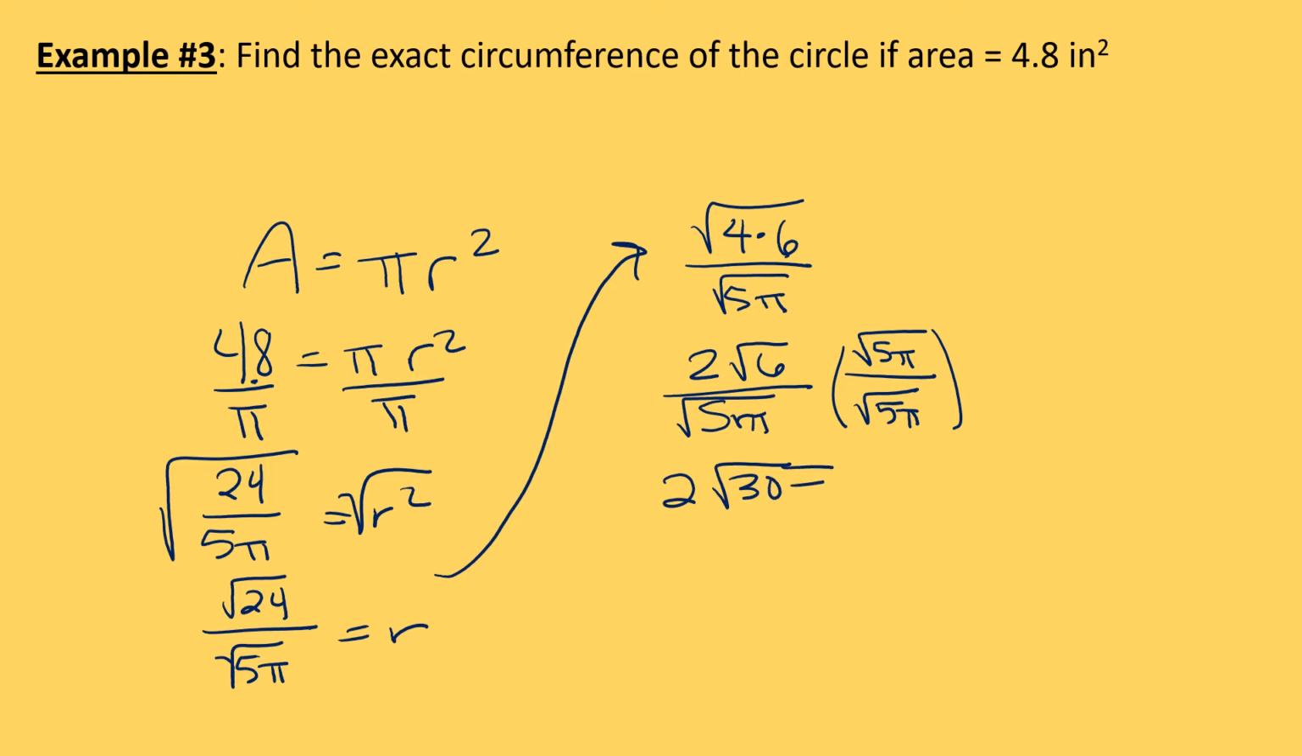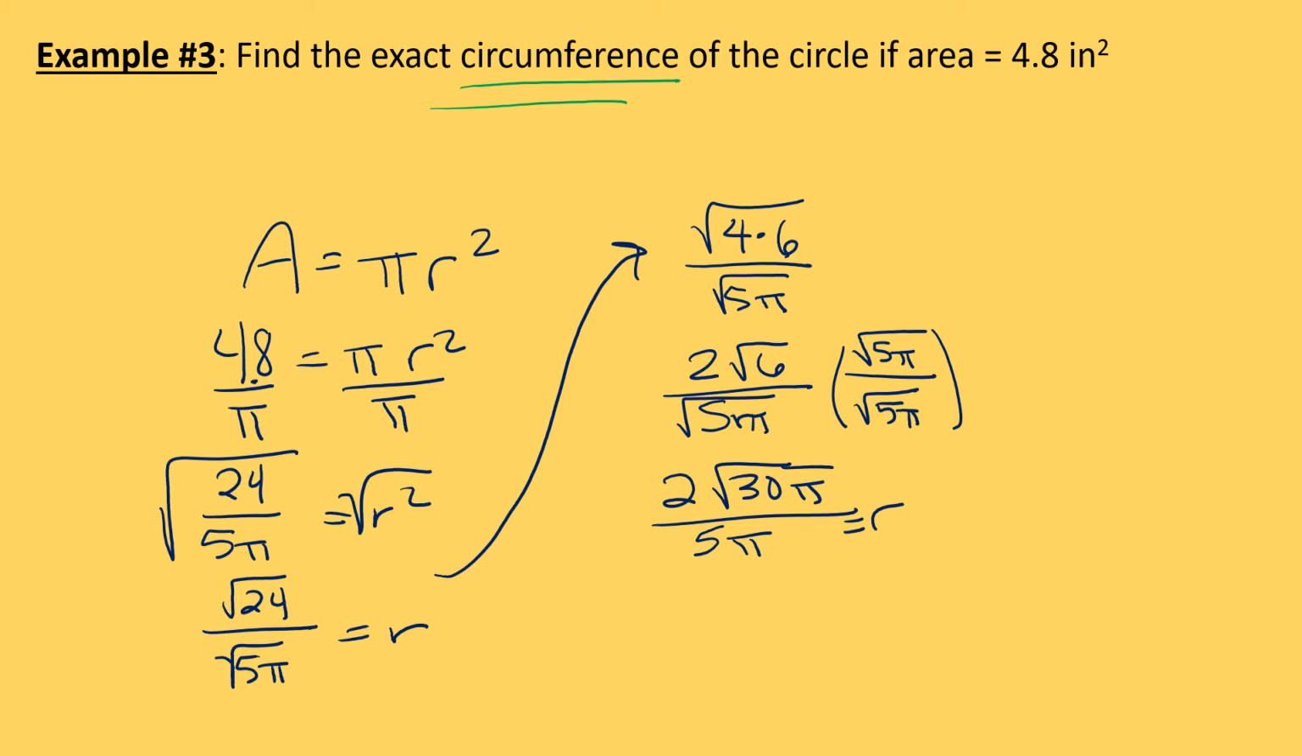So in my numerator, I can multiply numbers that are underneath the radical, so let's multiply the 6 times 5 to get the square root of 30, and that pi also stays underneath the radical. And now I have the radius, 2 square root of 30 pi over 5 pi. Unfortunately, we are not done with this problem because if you look, it says find the exact circumference.